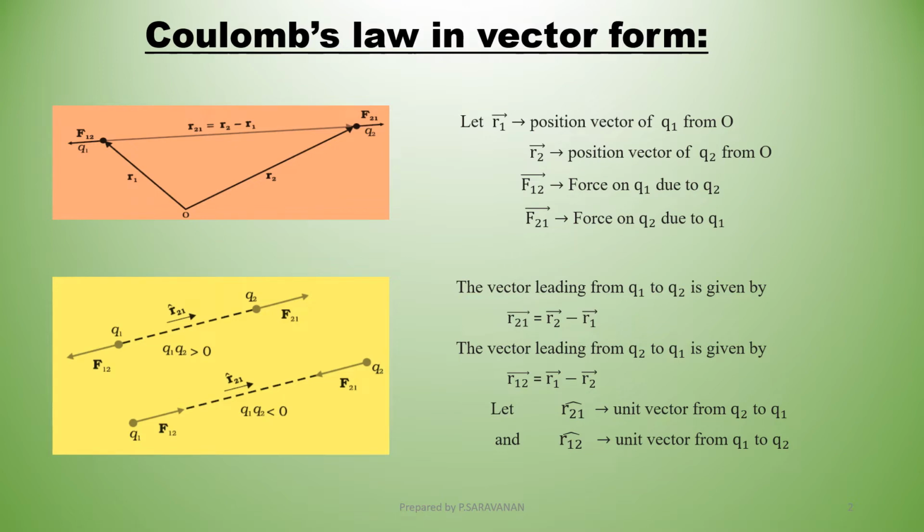Below that, you can see 2 more point charges Q1 and Q2 which are attracting each other. That is why the force F12 vector and the force F21 vector are opposing each other. In this case, the product of the two charges, that is positive into negative or negative into positive, in both the cases, the product Q1 Q2 will be less than 0.